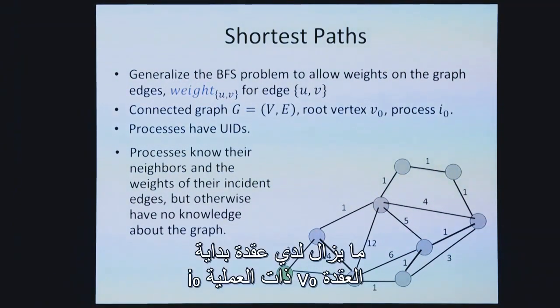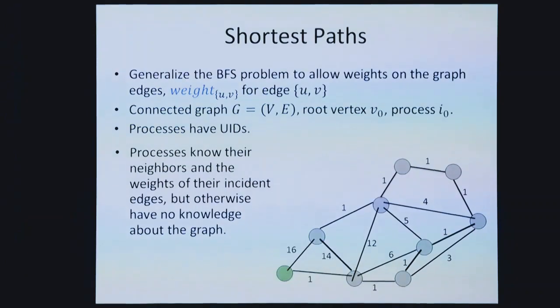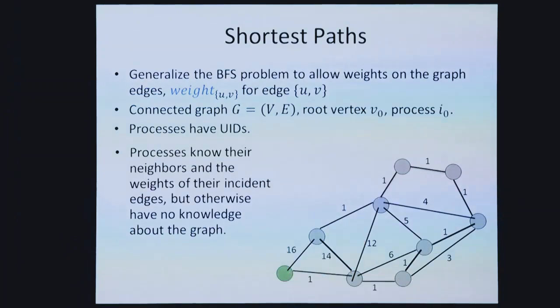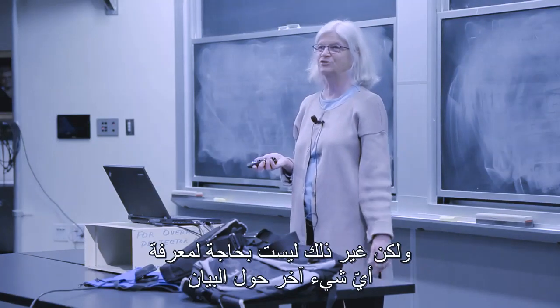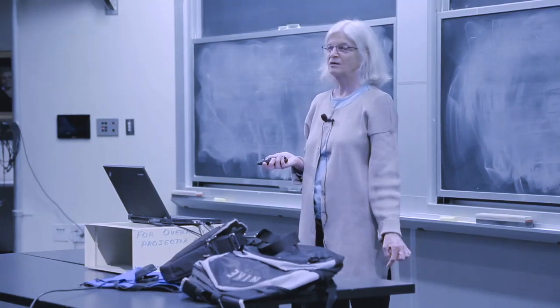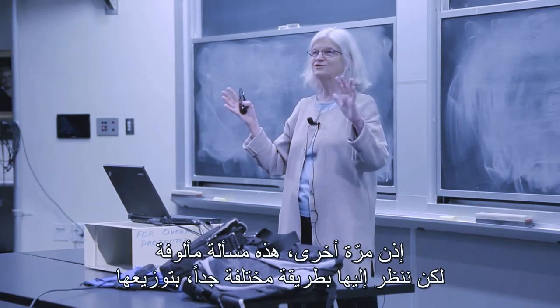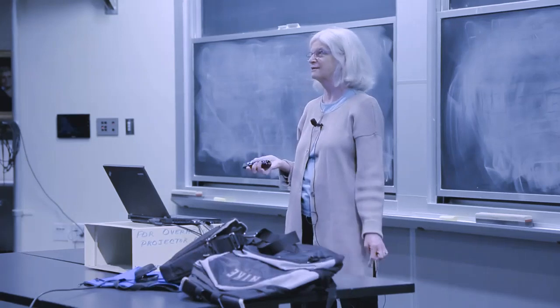I'll still have a starting node, a vertex V0 with process I0. Still have unique identifiers. And I'll assume the processes know who their neighbors are, and they know the weights of the incident edges, their adjacent edges. But otherwise, they don't need to know anything else about the graph. So again, this is a familiar problem, but we're looking at it in a very different way by distributing.